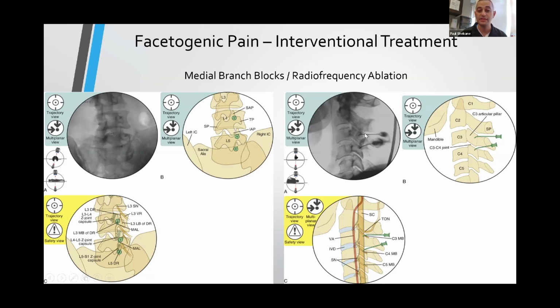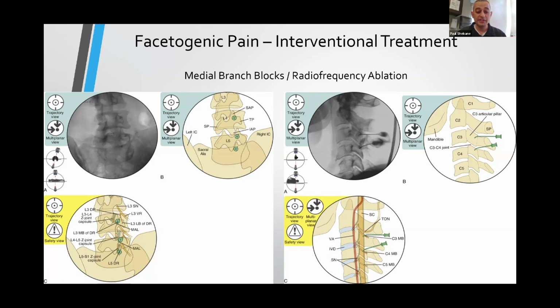And the same process can be done in the neck for axial pains of the neck. As you can imagine, with the numbing medicine, the pain should return after about 4 to 6 hours, depending on the type of local anesthetic that we use.